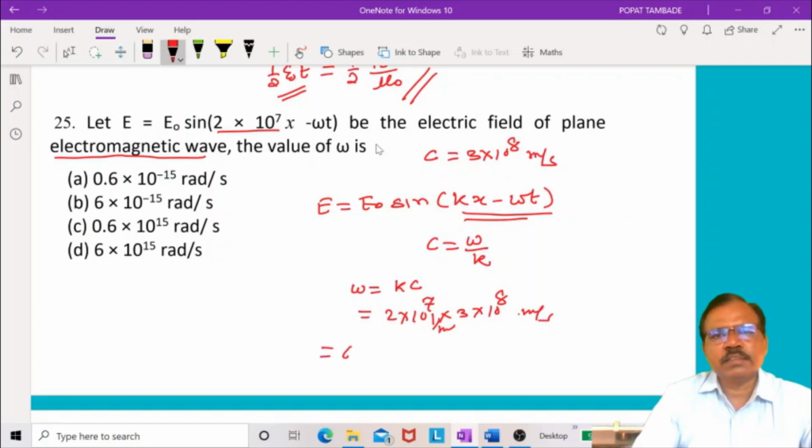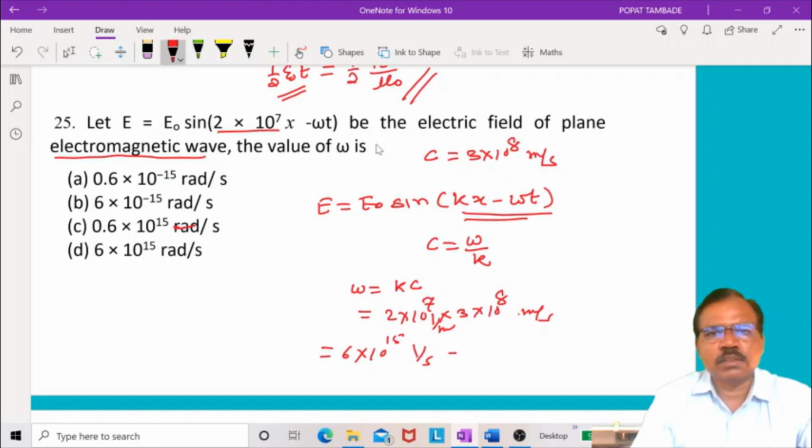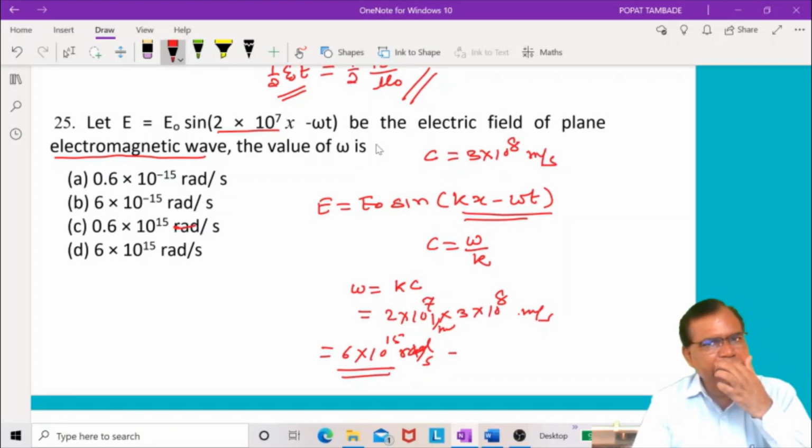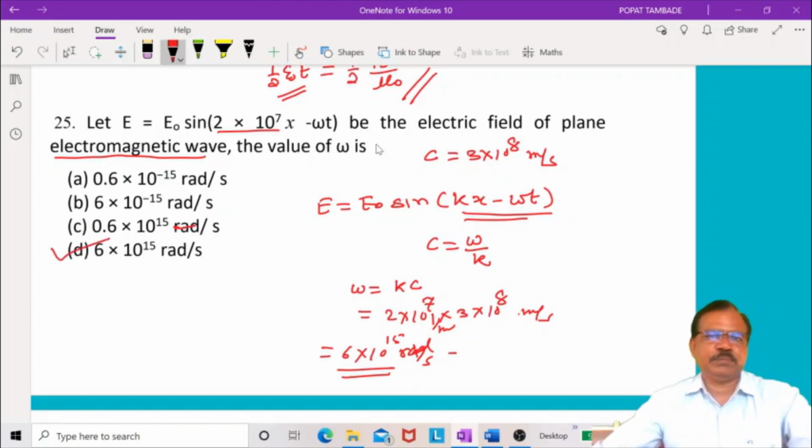So we get here 6 into 10 raised to 15 per second. Actually, this is radians per second. So 6 into 10 raised to 15 radians per second. This one is correct.